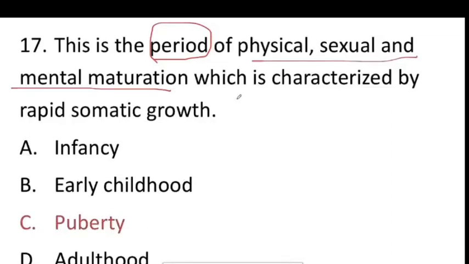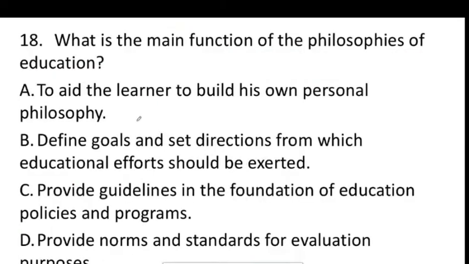A while ago, we had a question, and the answer was adolescence. Adolescence, again, is the transition age. But when you're talking about the period of maturation, then that's going to be puberty. Rapid somatic growth. If you don't understand the meaning of the term somatic, somatic simply means body or physical growth. So that's physical growth. So the correct answer would be letter C, puberty. We go to the next question.